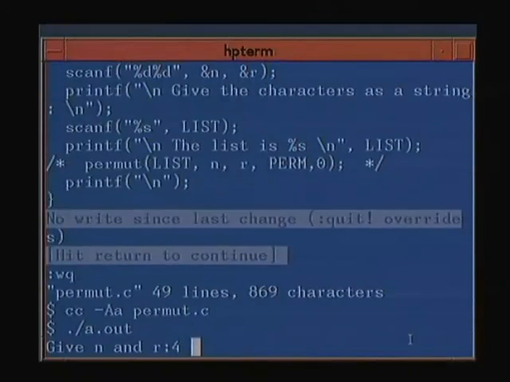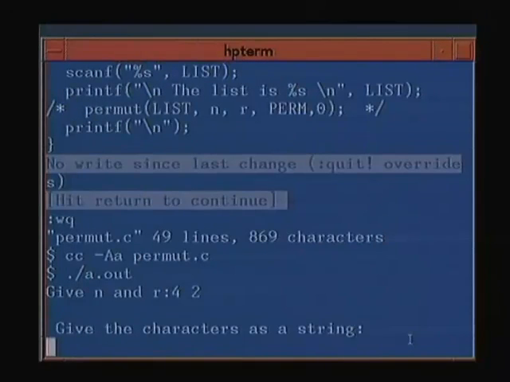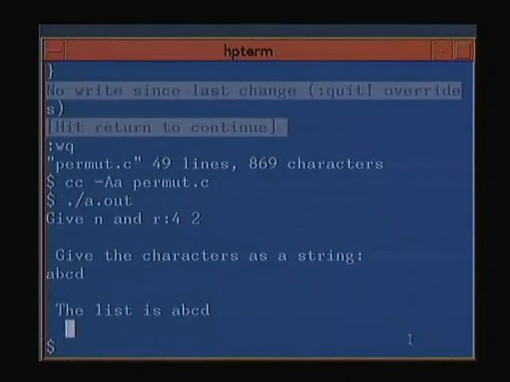Give n and r, that is all right, 4 and 2, and then we have to give characters, so we will give a, b, c, d. Like this you can give the string, it will read it and will print it. The list is a, b, c, d. So using the %s format you can read and write a string.